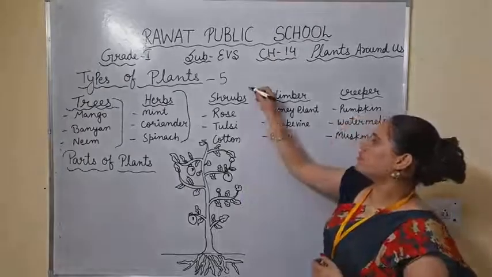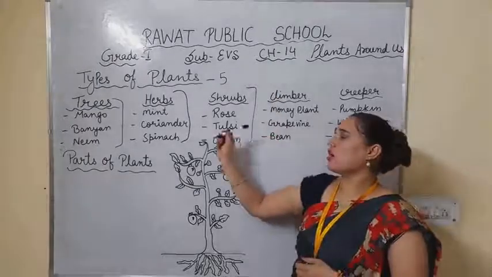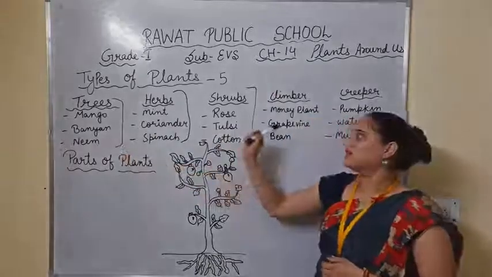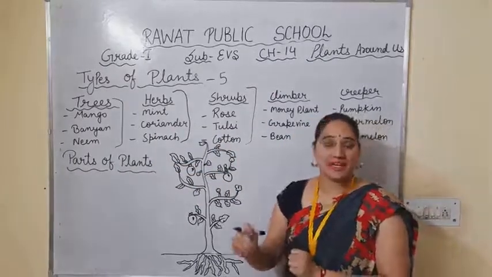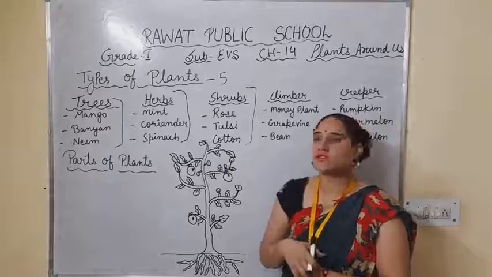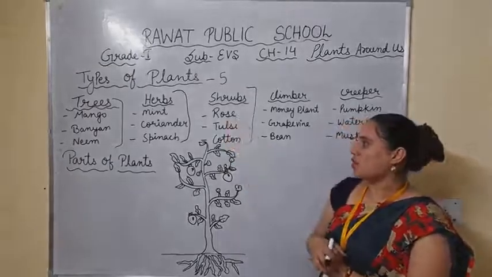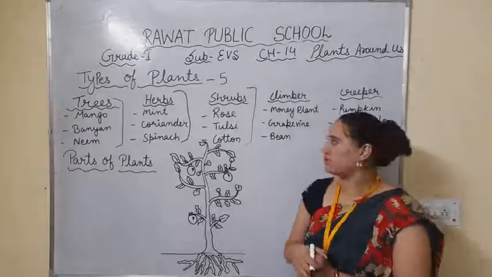Next we talk about shrubs. They are not bigger than trees, but they also have strong woody stems. But the size of shrubs is smaller than trees. Examples are rose, tulsi and cotton.